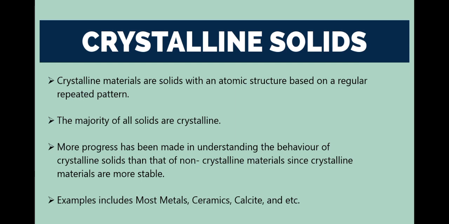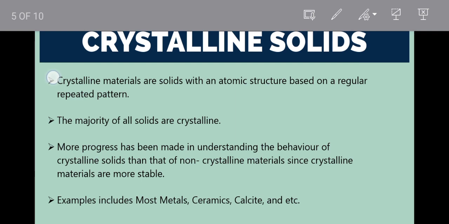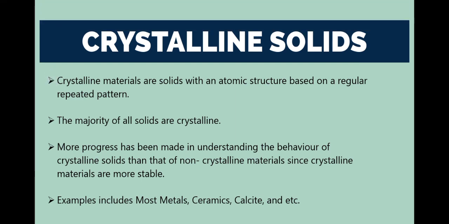So this regular arrangement gives rise to the unique properties of crystalline solids, such as their well-defined geometric shapes, distinct cleavage planes, and predictable physical properties. The atomic arrangement in crystalline materials follows specific crystal lattice structures, leading to the formation of crystals with defined shapes and symmetries. The second one is the majority of all solids are crystalline.